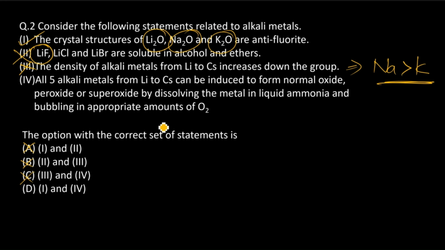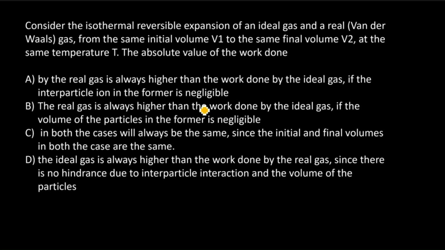When an alkali metal is dissolved in liquid ammonia, they form electrons, right? Electrons that can react with different amounts of O2 to form various oxides. So which makes statement D also right, and that gives option D as the right answer to this question. Moving on to the next question.